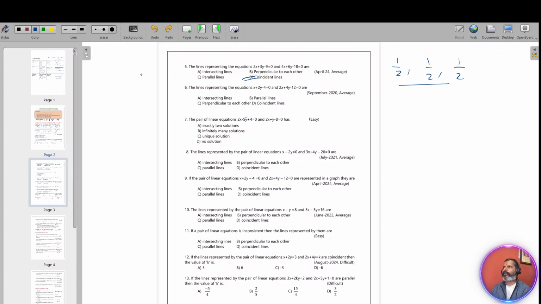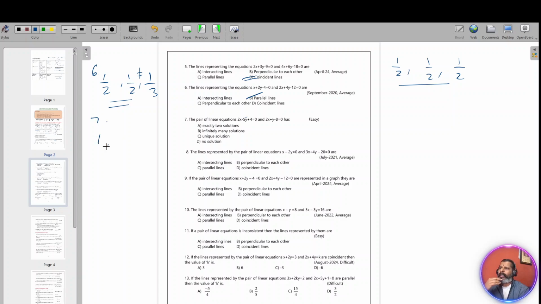So the x coefficient is 1, so 1 by 2, and 2 by 4 is 1 by 2, minus 4 by minus 12 is 1 by 3. So the first two are equal and not equal to the third one. First two equal and not equal to the third one means they are parallel lines. Okay. Again, this has two equations, how many solutions? We don't know, so let's see this.